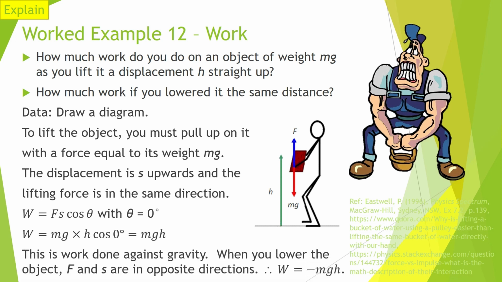So the work done against gravity when you lower the object, where F and s are in opposite directions, must be negative mgh. So the work you do as you lift is mass times g times h. The work you do as you lower it, doesn't matter how gently or what path you take, is negative mgh.